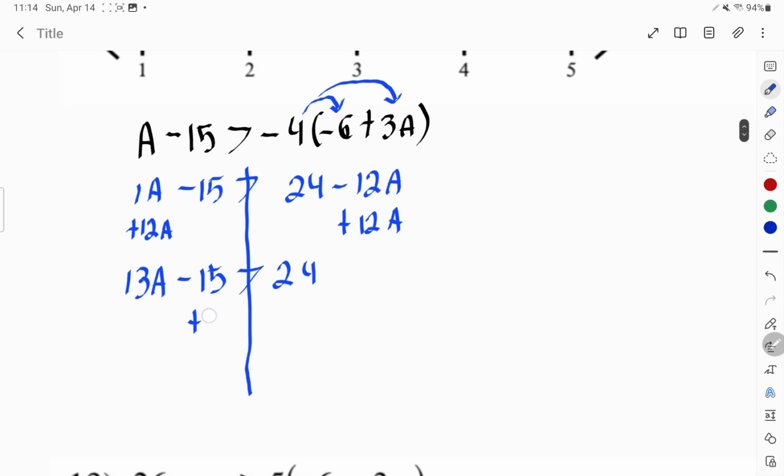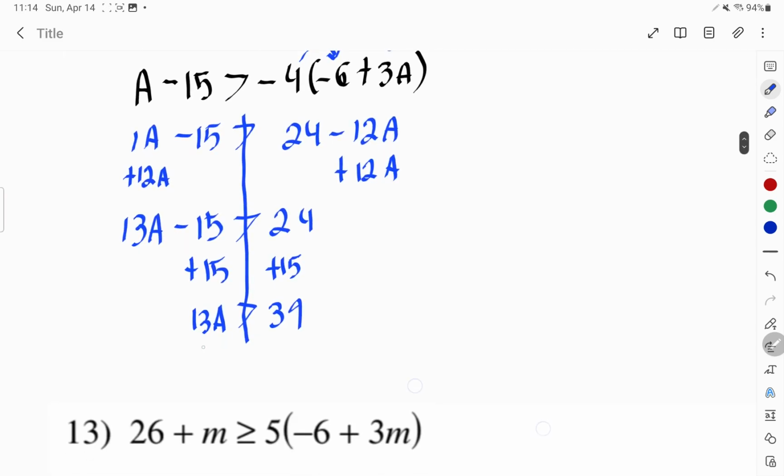So now I'm going to move the 15, plus 15, plus 15, which is going to equal 39 is less than 13a. And now we just go ahead and divide by 13 on both sides. Divide by 13 on this side, so it's going to give me a is greater than, I believe it's 3. And that is my answer.